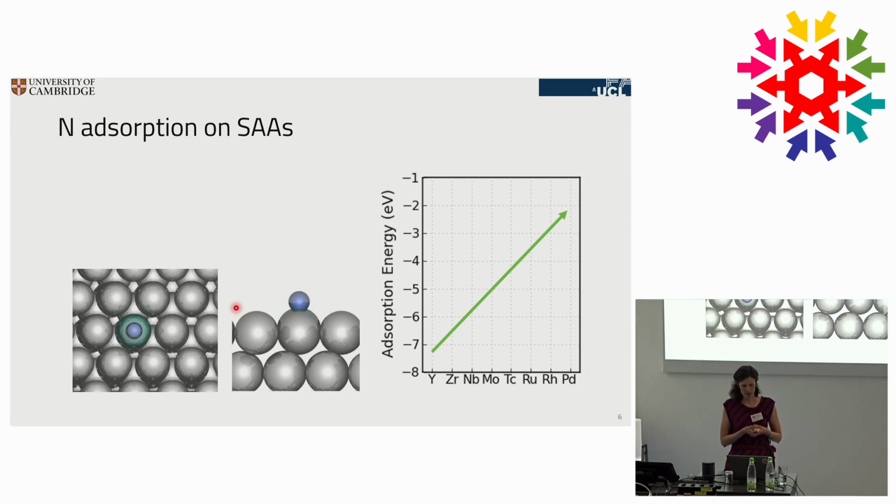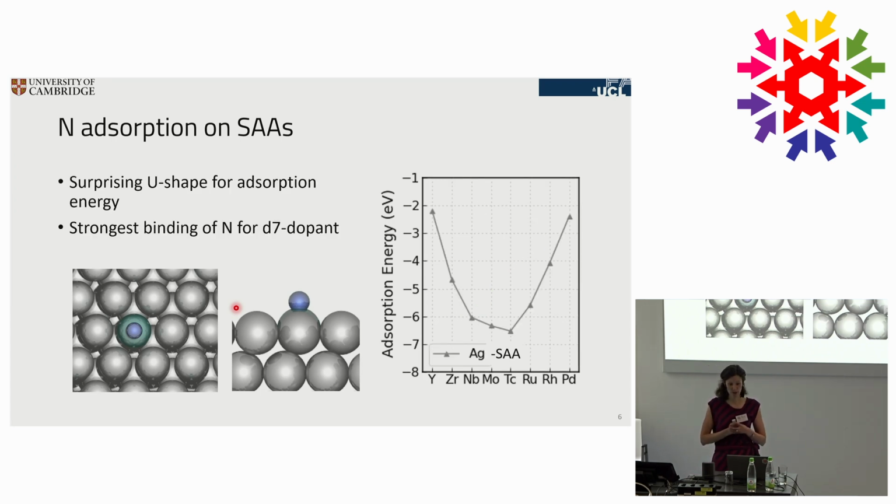So here I show as an example the adsorption of a nitrogen atom on one of these surfaces, and what we expected initially would be some kind of linear trend. But what we actually observed was a very surprising U-shape for the trends going through the periodic table here, with the strongest adsorption energy for one of the late transition metals, here technetium in this case, and weaker adsorption energies to both sides of this row, of the 4d row of the transition metal.